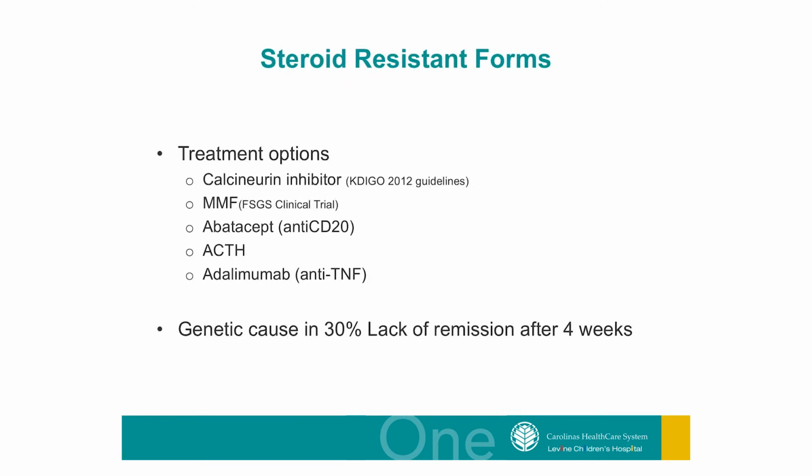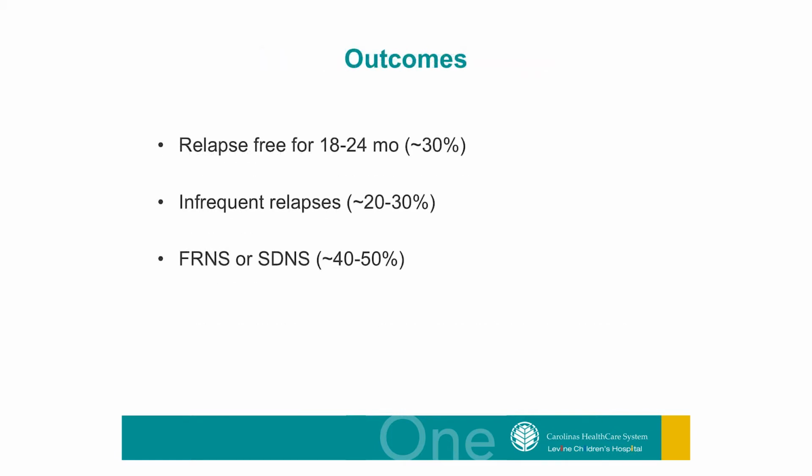In our steroid-resistant forms, many of the same medications. KDIGO guidelines of 2012 recommend that a calcineurin inhibitor would be at the top of the list of agents to use. Other agents, MMF, some people are responsive to that. There's a nice abatacept study that's sponsored by Bristol-Myers Squibb that we're currently enrolling patients in. I need to go see one in a minute who's here to get her infusion. ACTH Acthar, there's studies out there on that. And then anti-TNF agents are being utilized in some areas. Remember that in this group particularly, and in our world, 30% of these patients will have a genetic mutation, which may alter also what we choose to do.